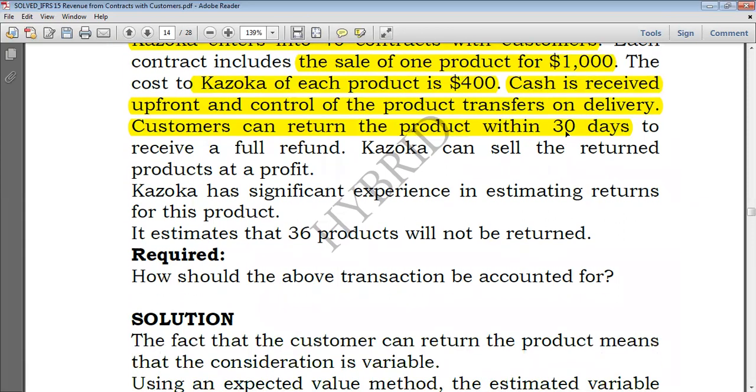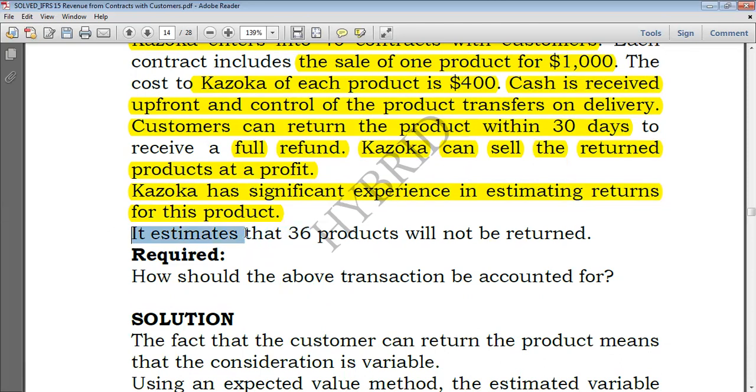So we say that customers can return goods within 30 days to receive a full refund of the amount. Kazoka can sell the returned goods at a profit, so the goods are just fine. And we are told Kazoka has significant experience in estimating returns for this product. So Kazoka has great experience, which means that he can measure the provision reliably.